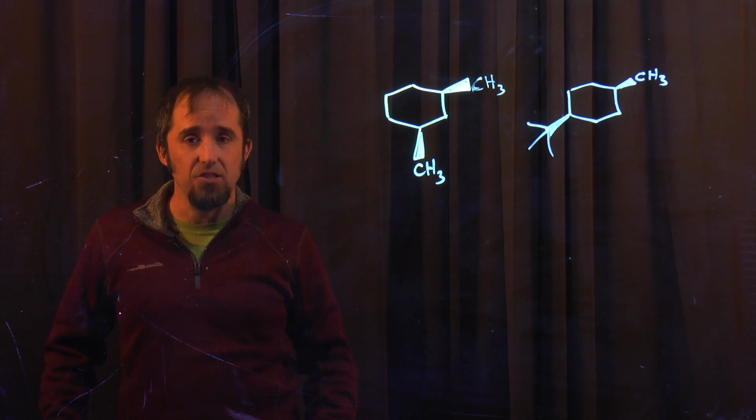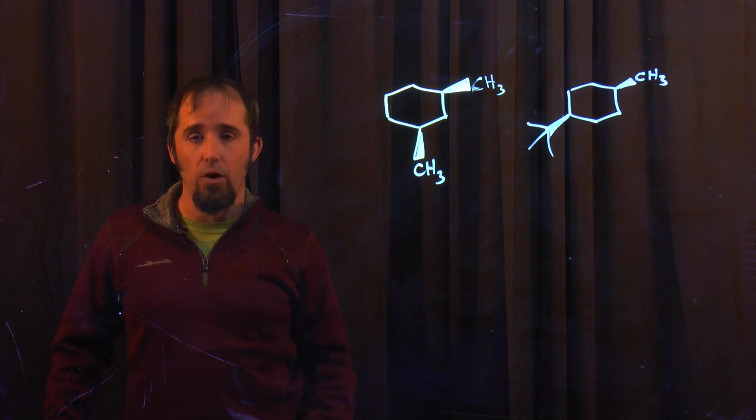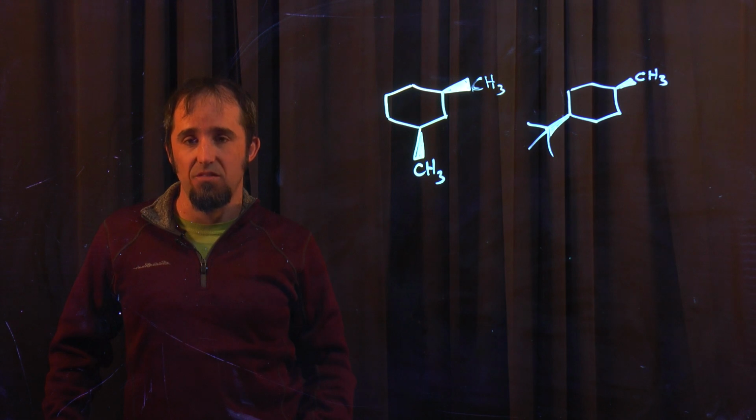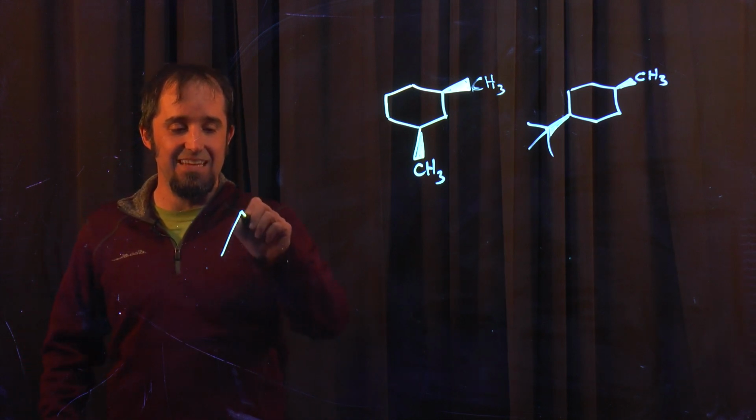Okay, here are two different disubstituted cyclohexanes. For each of these, draw them in two different chair conformations, and then pick which of them is going to be the lowest in potential energy. Let's start with this one. First I'm going to draw my chair skeleton.